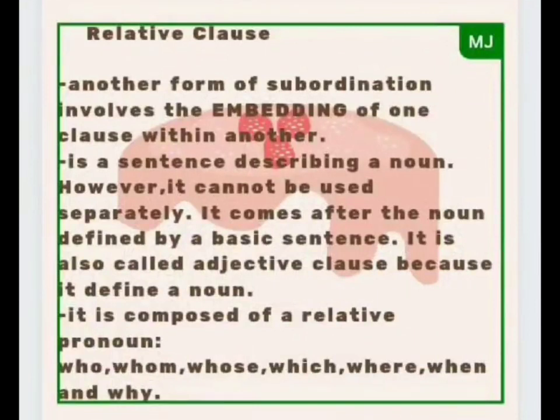Relative clause. Another form of subordination involves the embedding of a clause within another. It is composed of a relative pronoun: who, whom, whose, which, where, when, and why. A relative clause is a clause that modifies a noun or noun phrase and uses some grammatical device to indicate that one of the arguments in the relative clause refers to the noun or noun phrase.